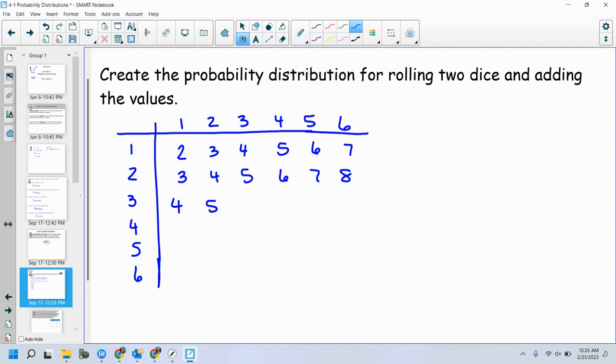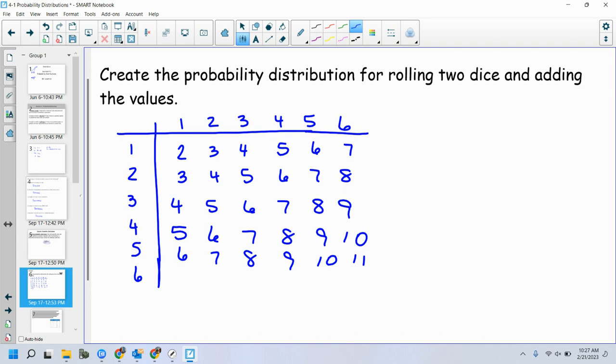Okay, 1 and a 3. That's a 4, 5, 6, 7, 8, and 9. Okay, 4 and a 1. That's a 5, 6, 7, 8, 9, and 10. 5 and a 1. That's a 6, 7, 8, 9, 10, 11. And then 6 and a 1. That's 7, and then we have 8, 9, 10, 11, and 12. Those are all possible outcomes. I have just listed all possible outcomes for rolling 2 dice.